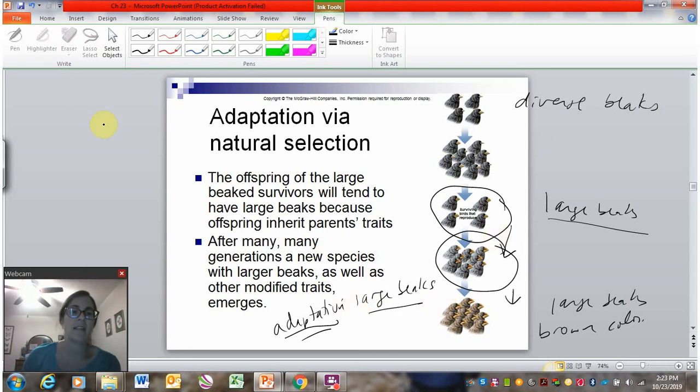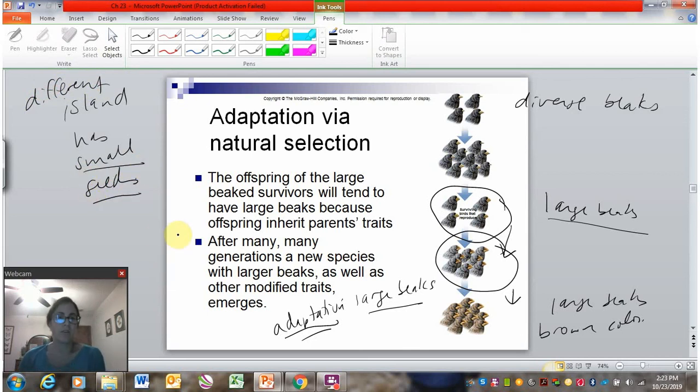Now, what if the island had had small seeds instead? So a different island. If you think about that for a second, if there are small seeds on that island, then small beaks are going to be more suited for eating those small seeds. And so on that island, you would expect to see selection for small beaks.